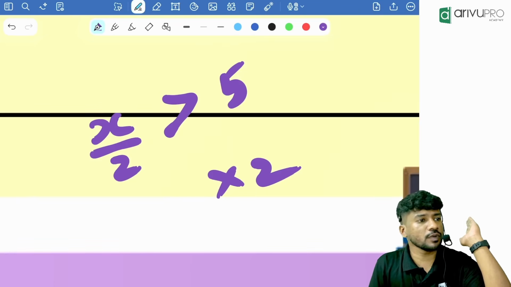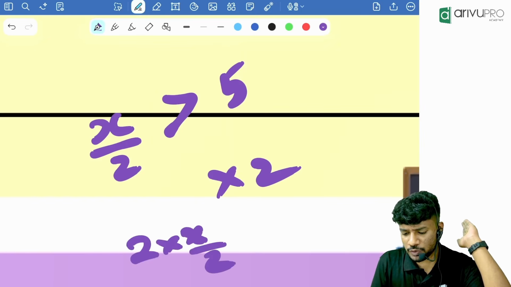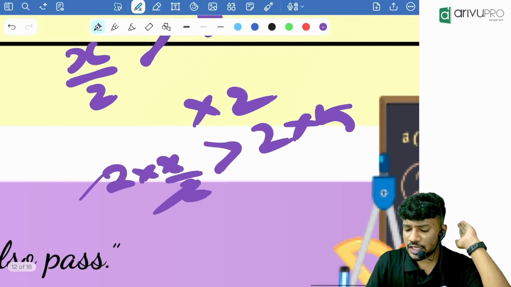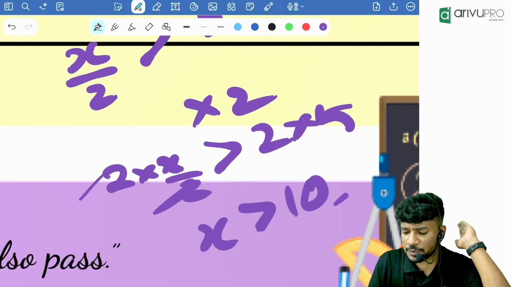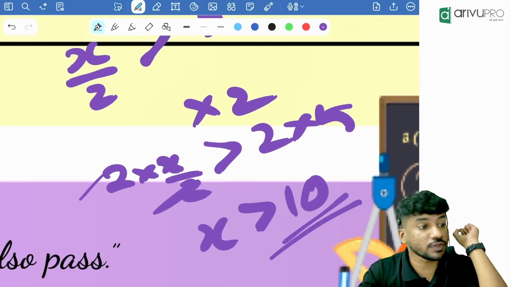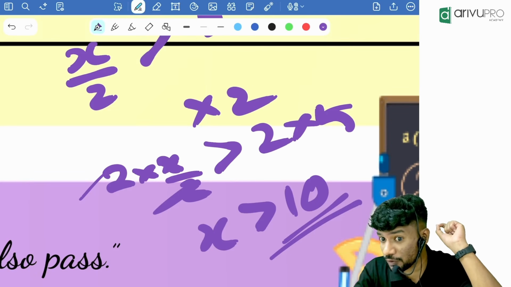How much will it become? 2 into x by 2 will become what? 2 into x by 2 greater than 5 into 2, or 2 into 5. How much is it? 2 cancels. That means x is greater than how much, people? 10. x is greater than 10. I hope you understood that part. Is it clear for everyone?